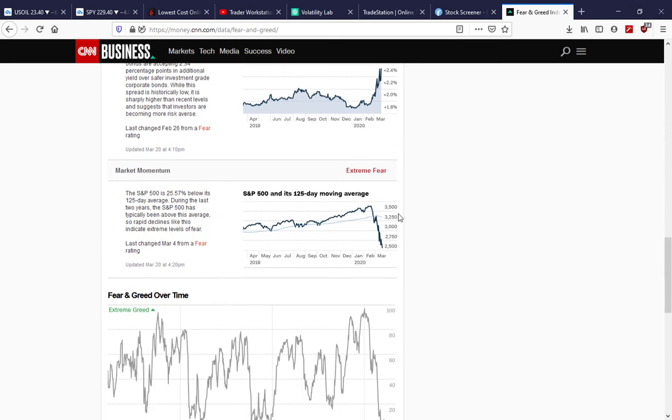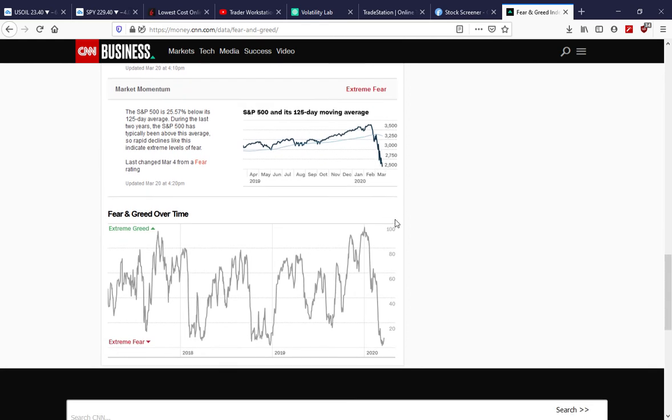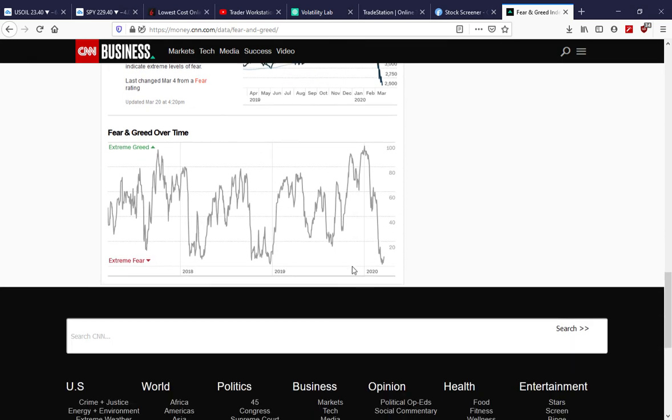And momentum, look how far the market is below the 125-day and massively down. This is the fear and greed over time. It shows it's got down to 1, which is very rare. It got down to 1 here in late 2018 as well. But this can form a little bit of a bottom here, but it's the fastest it's ever gone from near 100 down to 1. It's almost gone down a straight line. So that's just a bit of an indication of where you are.